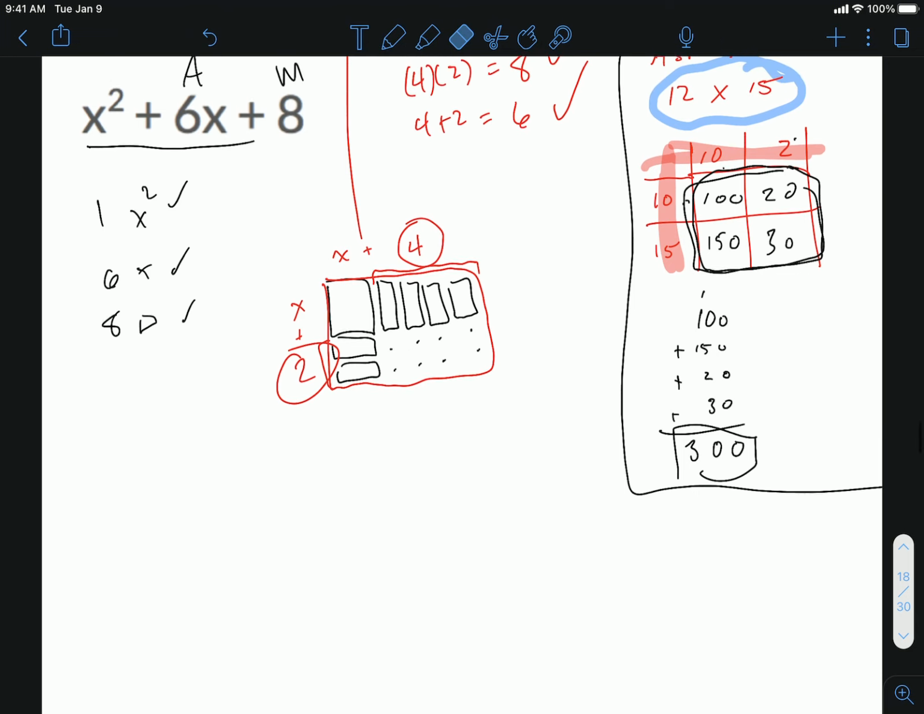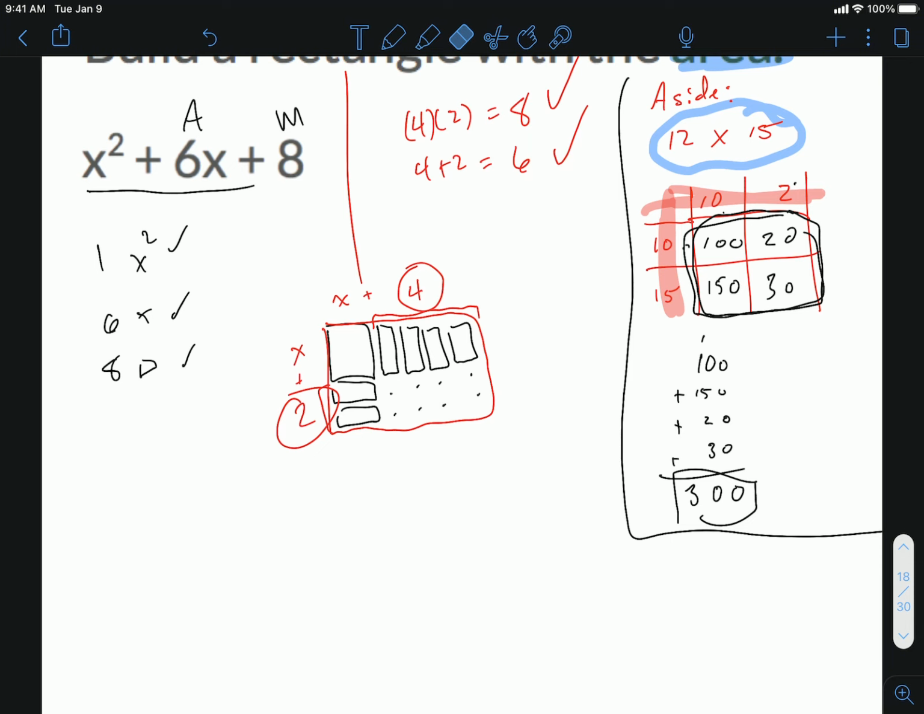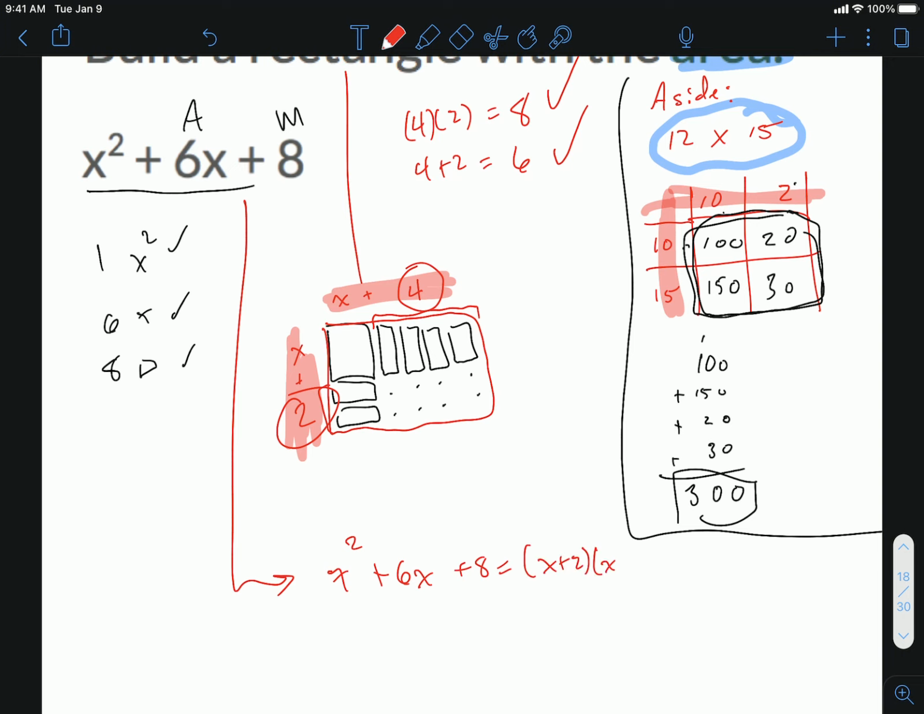Okay, so here's what happens. As soon as you find these two things, there's your length and there's your width. These two things then become x squared plus 6x plus 8 is equal to x plus 2 times x plus 4.